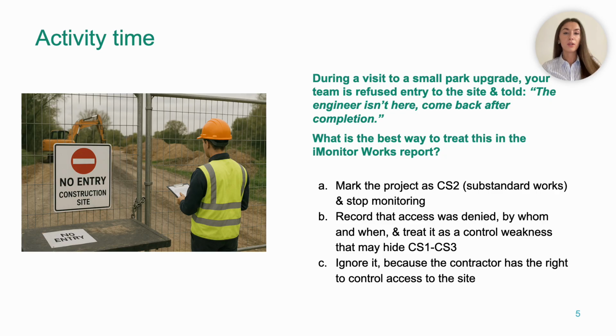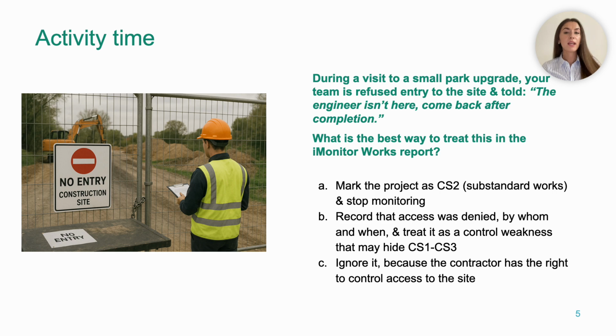In the iMonitor tool, this is really captured right at the start of Step 2. Were you able to carry out a site visit? Yes or no? And if no, who refused access and what reason did they give? Good practice for you as monitors is to record who blocked you: contract authority, security, site supervisor, and so on. Record when and what they said, in their own words if possible. Then continue with the desk-based checks, but interpret all later findings with that access problem in mind.